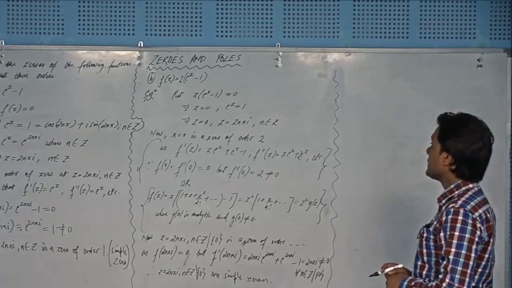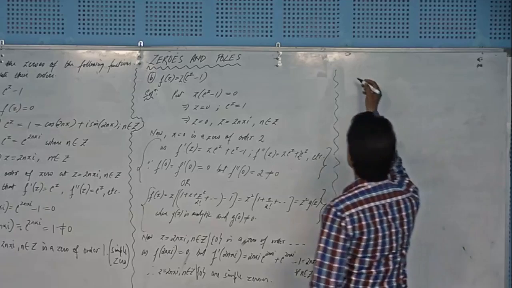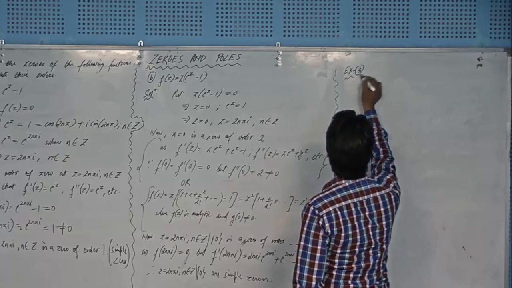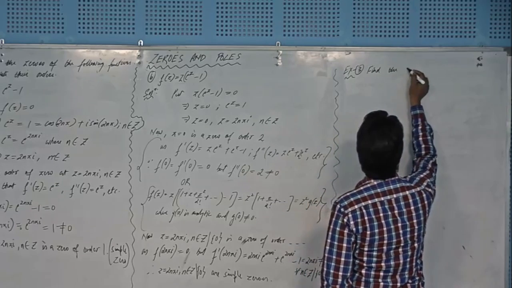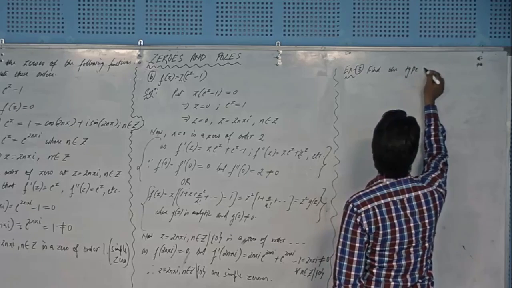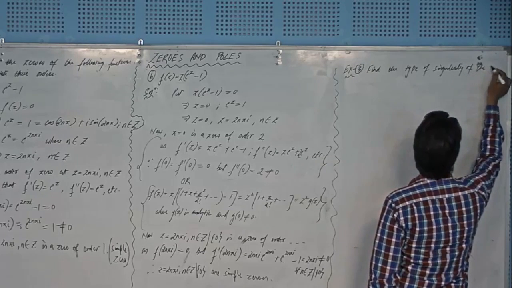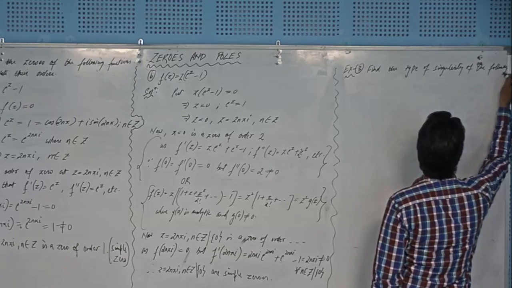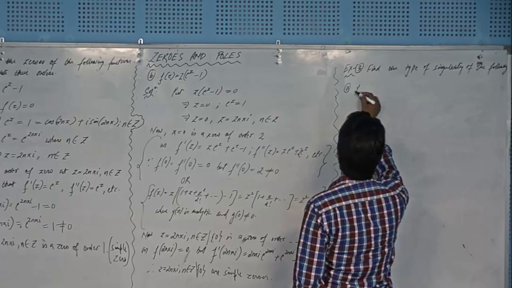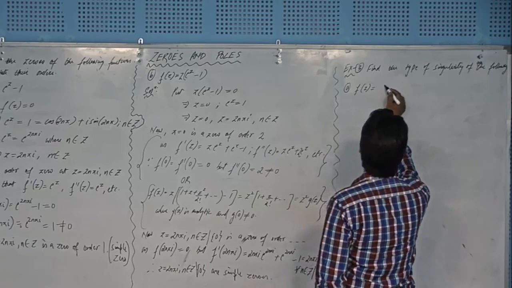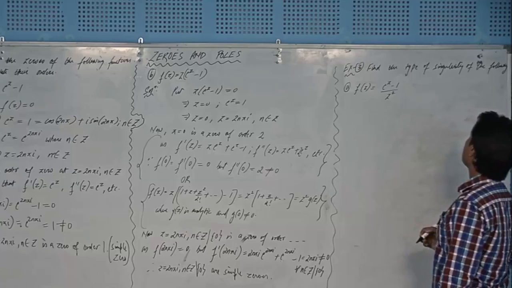Okay, let me take an example of poles, right? Example number 3. Find the type of singularity or nature of singularity of the following functions. Part A, f of z equal to e to the power z minus 1 over z square, right?